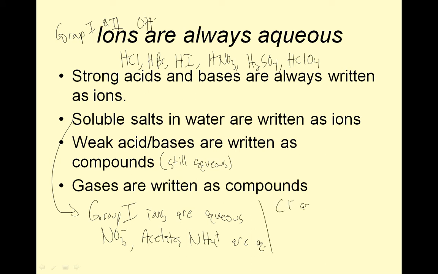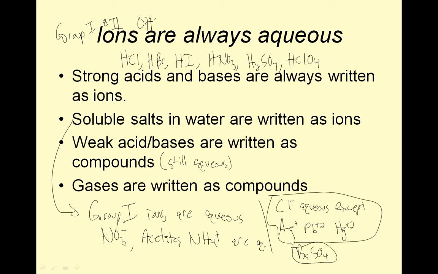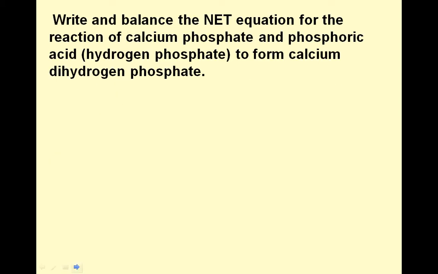Chlorides are aqueous, except AgCl, for Ag positive, PbCl2, and silver, lead, and mercury. So those guys are the precipitates you need to know. And the other precipitate you need to know is barium sulfate. If you know those precipitates, you know all the ions you'd need for the past 10 years of AP chemistry.